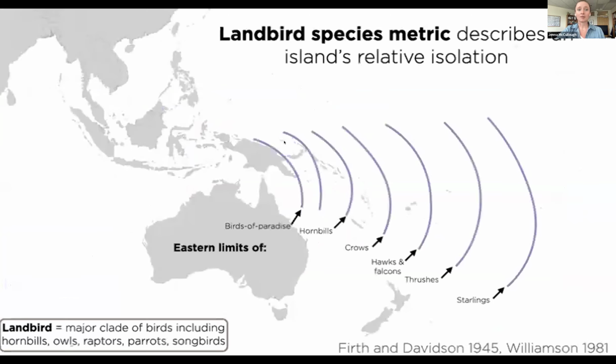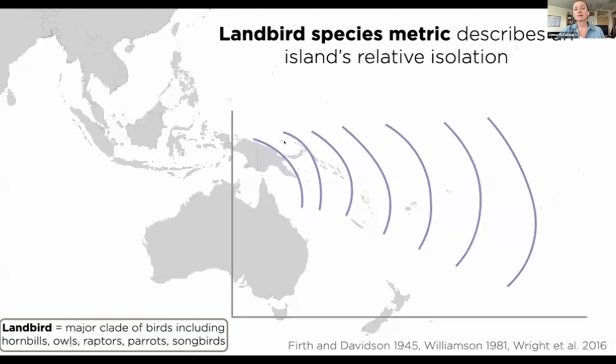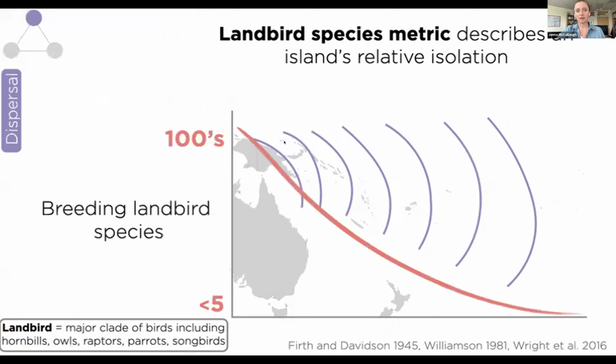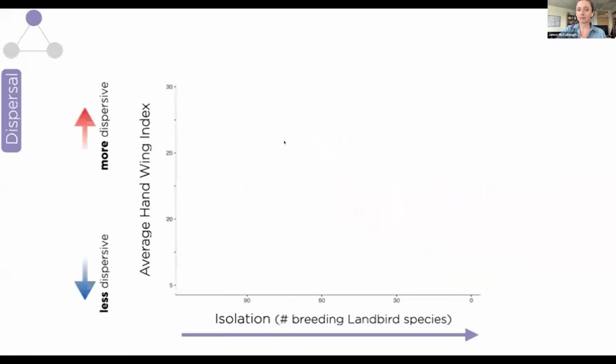However, I opted to leverage a famous pattern in declining land bird species richness in the Pacific. Each of these purple lines are the eastern edges of different avian families highlighted below. We can use this pattern as a metric for an island's isolation based on the number of land bird species present, with islands very close to New Guinea having more species than those in French Polynesia.